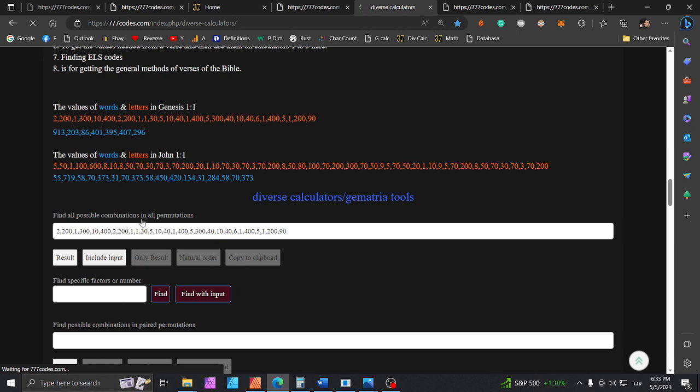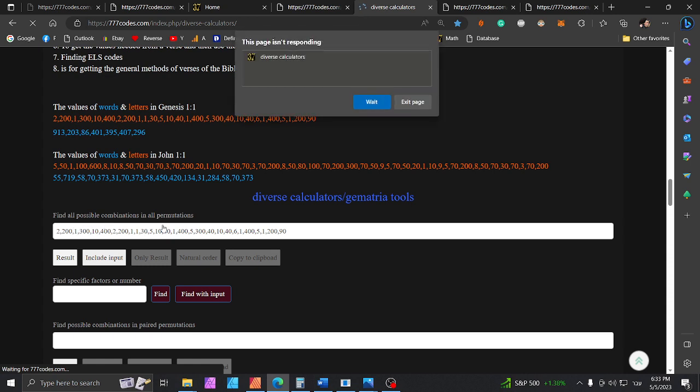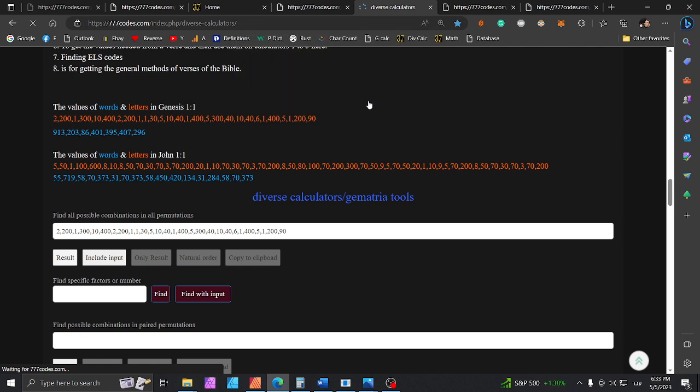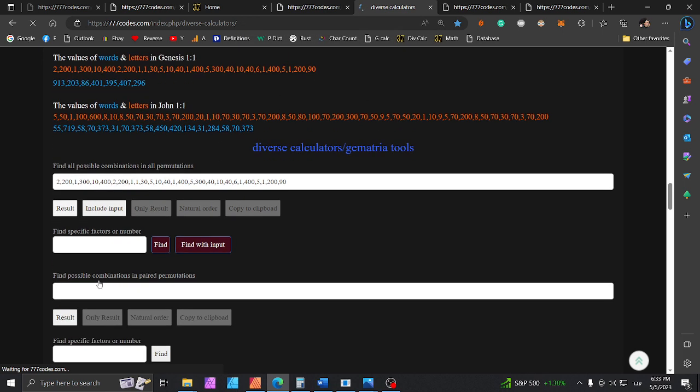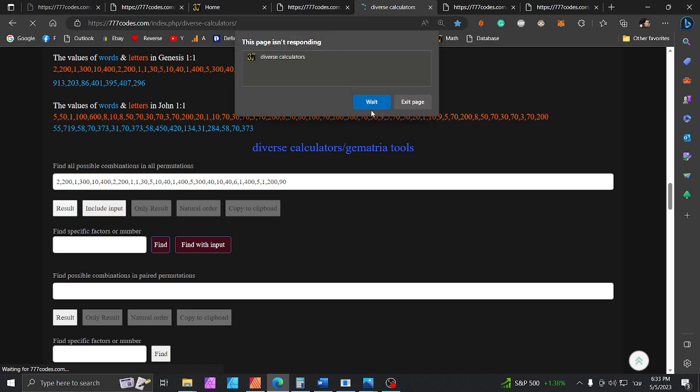I mix these two tools up many times, because this is the find possible combinations in all permutations, and that is the one you use for the possible word combinations. But you don't use that for the letter combinations. You have to use the paired permutations instead of all permutations. That is because when we do the letter combinations, we don't consider all letter combinations. We consider them in paired permutations, that is between two different orders. It's a big difference, so you have to remember that.